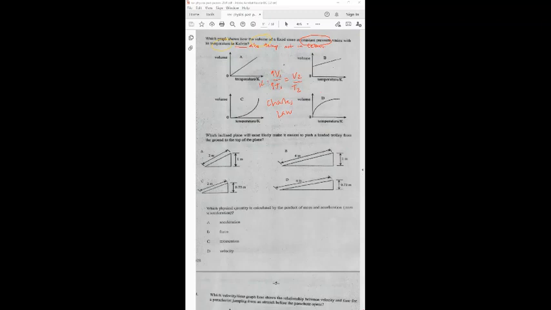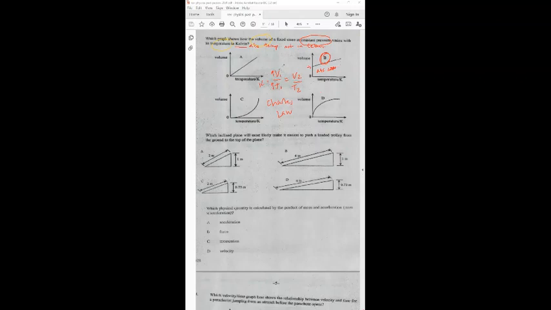And we're looking for one that has a y-intercept. That's going to be that one. Why is it not A? Well, remember that volume can never be completely zero. Once a gas has reached absolute zero, which is the temperature of 0 degrees Kelvin, then that is the lowest volume that it can have. Absolute zero.